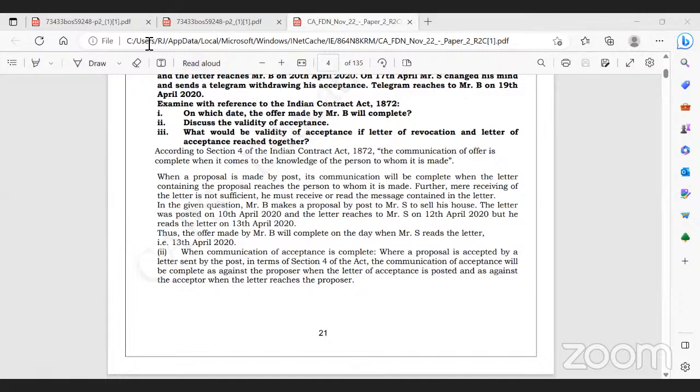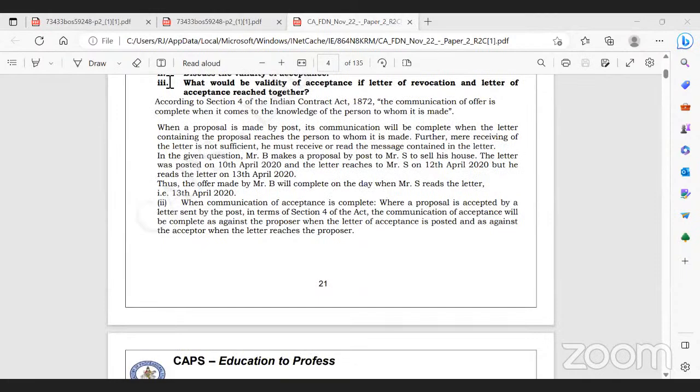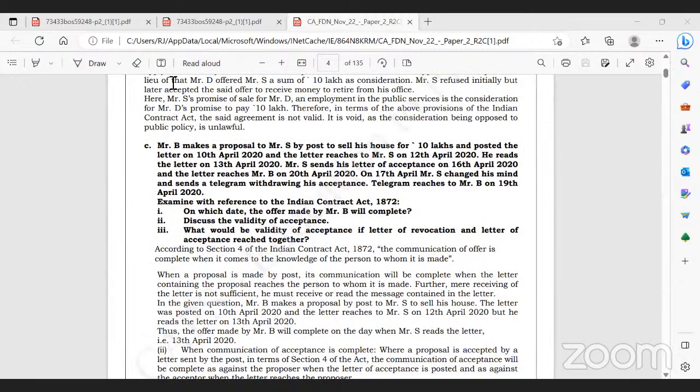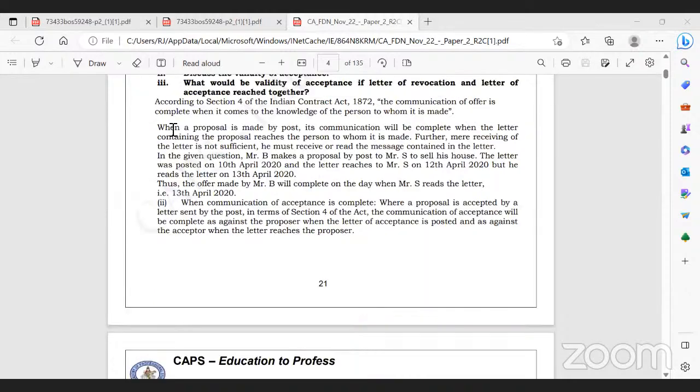Second question, discuss the validity of acceptance. Now see, he made an acceptance on what date? 16th, right? He sent a postal letter on 16th, correct? Yes, sir. But he cancelled his acceptance on what date? 17th, which reached on 19th, right? So the revocation of the acceptance was made before the acceptance reached the offerer, right? So the acceptance will not be valid because the revocation of acceptance was made before the offerer reads the letter. So on 19th, since it reached on 19th, it will be cancelled.